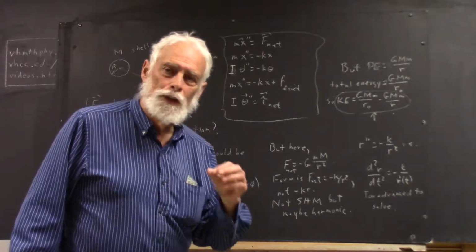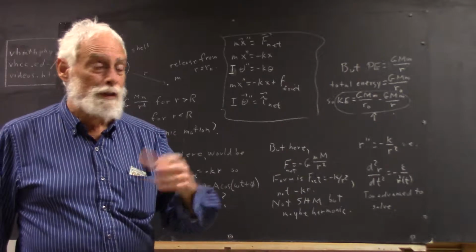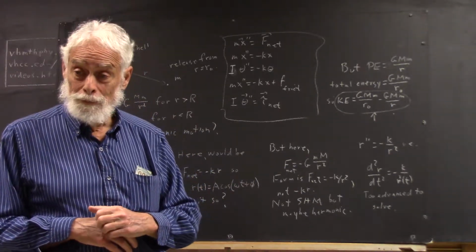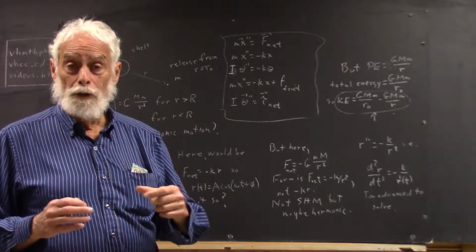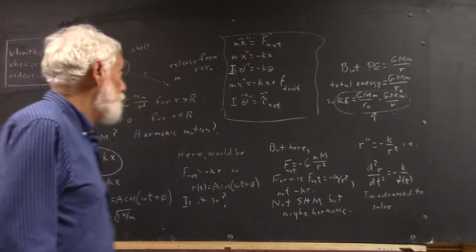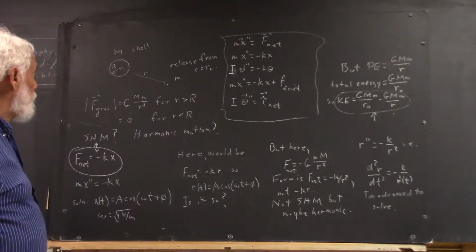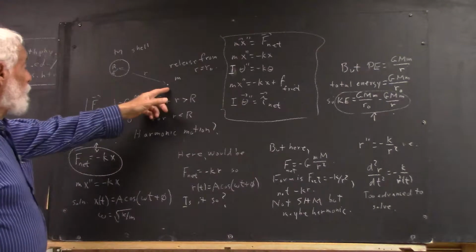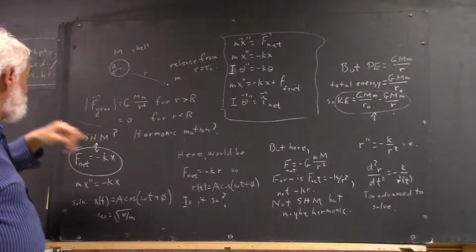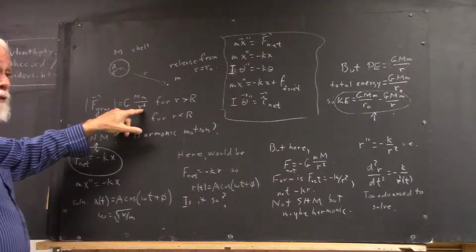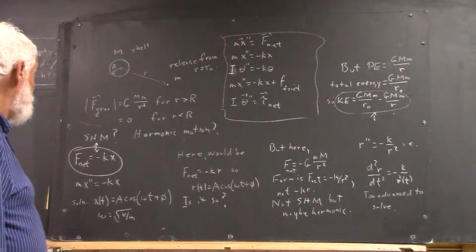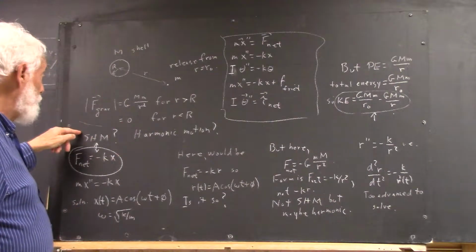Simple harmonic motion occurs under what conditions? It occurs when you have a linear restoring force. Not only linear, but a restoring force proportional to your distance from some equilibrium point. Now, do you have a linear restoring force here? Well, your restoring force, the force that pulls you back toward the equilibrium position, at least if you start from outside, is an inverse square force. That's not like a negative kx force. This is not simple harmonic motion.